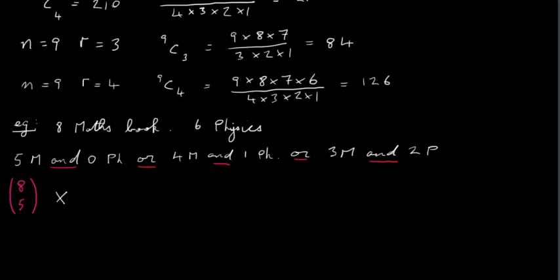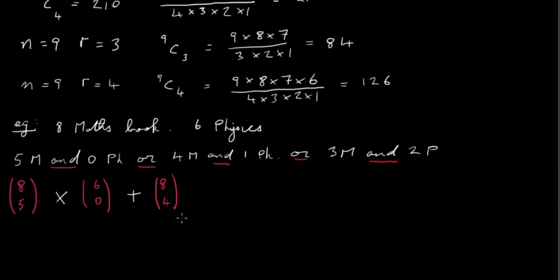Now we've got 0 physics books, so we have to choose 0 physics books from 6. So it's 6 choose 0. Okay, so the next word that we come across is or. Whenever you see or in probability, it's always adding. So we're going to put a plus here. Then we're going to choose 4 maths books from 8. So that's 8 choose 4.